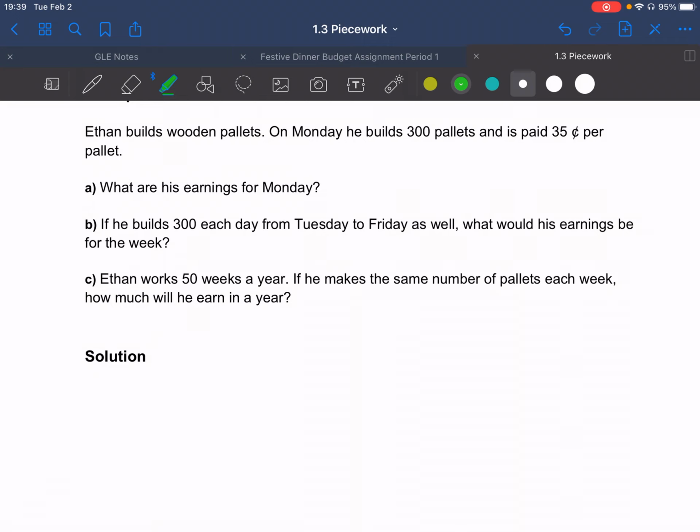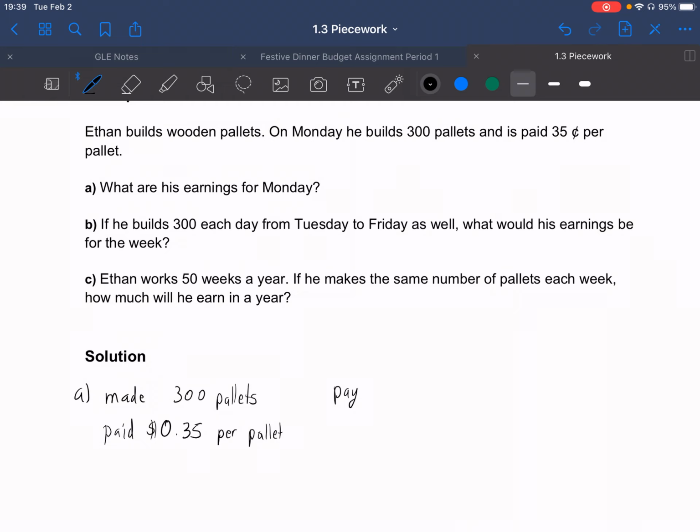Okay, so let's look at one. We know that he made 300 pallets, and he gets paid, we're going to switch it to dollars, 35 cents, so $0.35 per pallet. This one is pretty straightforward. What we're going to do is multiply to find out how much money he made.